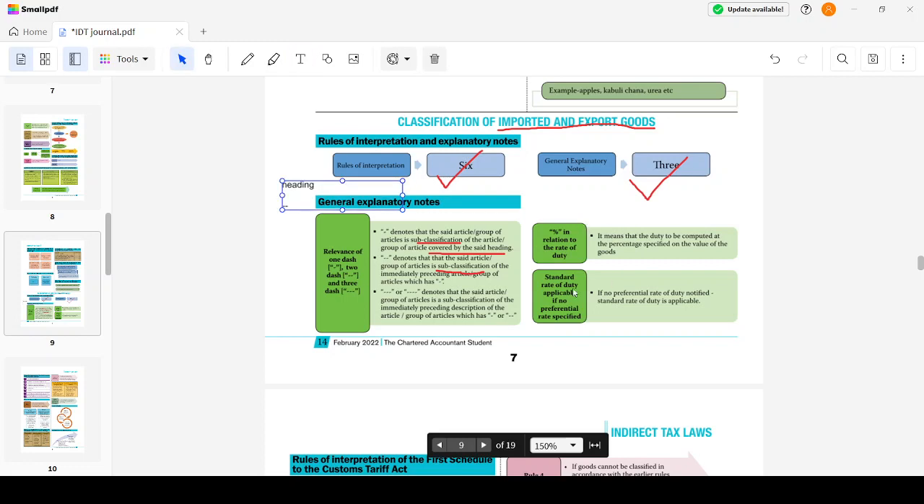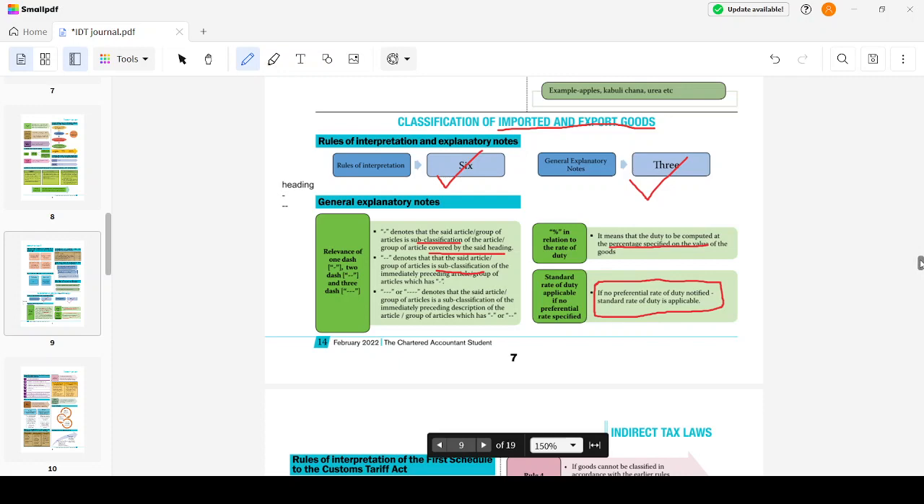Now let's move on. Percentage in relation to a duty. It means the duty to be computed at a percentage specified on the value of the goods. You have to compute the value as per the valuation rules given and apply the percentage to arrive at the customs duty. Standard rate applicable if no preferential rate is specified. If there is no preferential rate, then what is the general principle? We have to follow the standard rate.